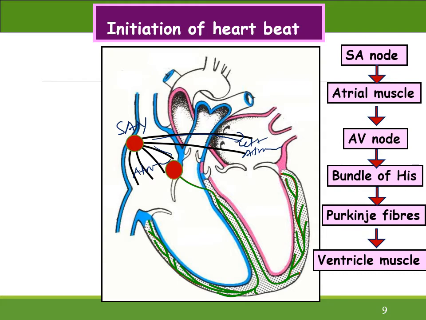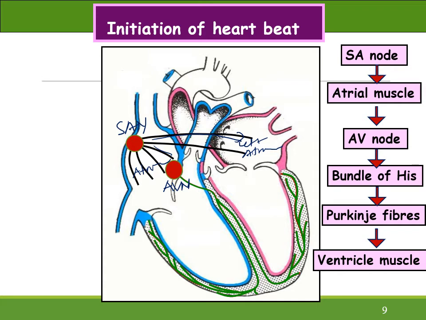Then the impulse will reach the AVN, or atrioventricular node. The AVN conducts the impulse more slowly. It will delay the flow of the impulse for a moment, about 0.1 second. This is to allow both atria to complete their contraction and empty their blood into the ventricles.